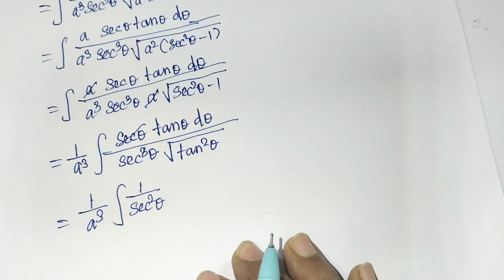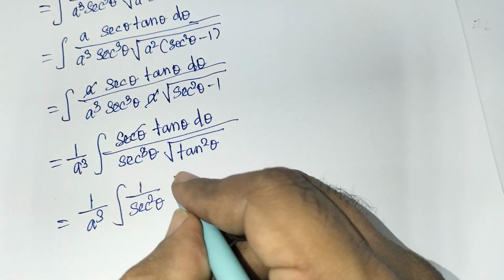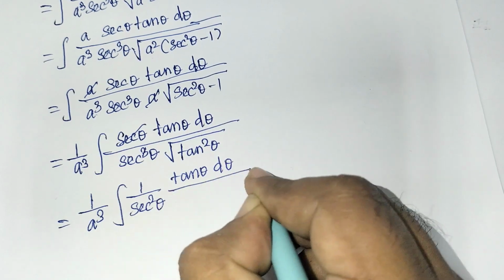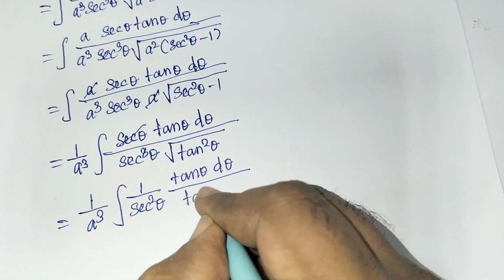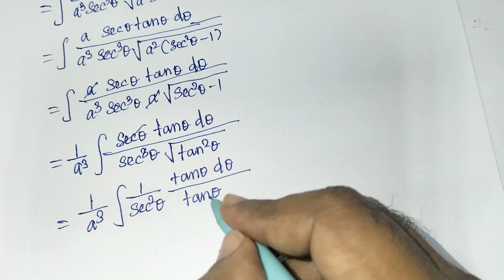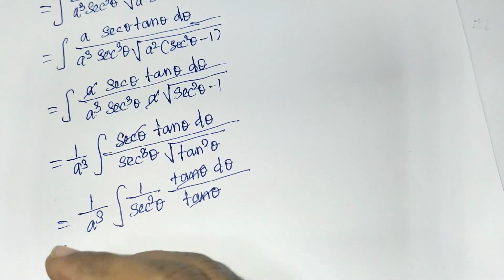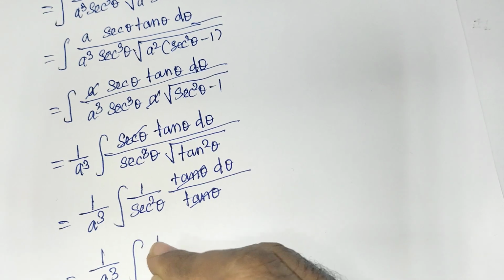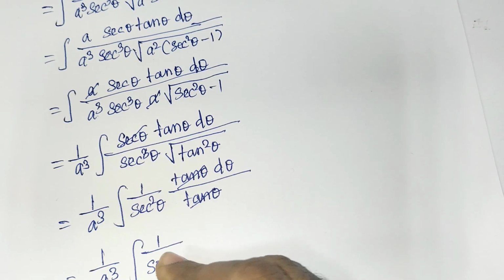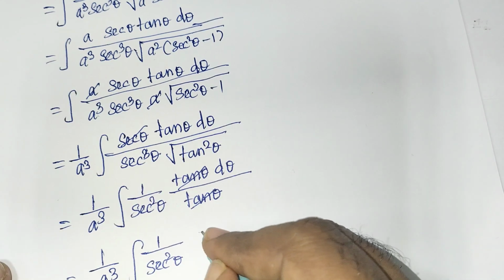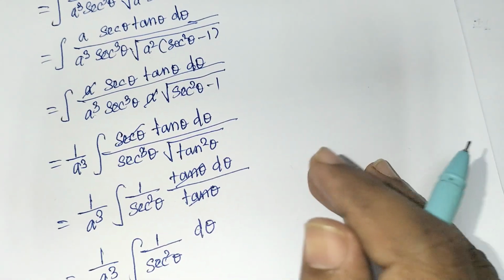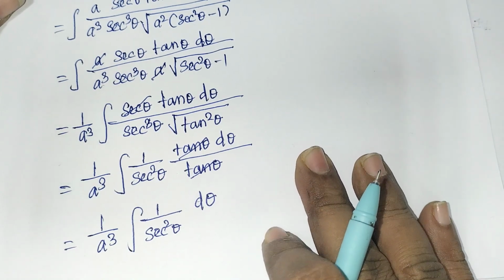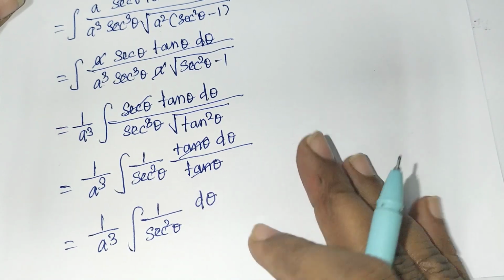Integral of 1 divided by secant square theta and tan theta d theta divided by square root of tan square theta, I will write tan theta. So both tan theta will cancel. I will get 1 divided by a cube, 1 divided by secant square theta d theta. So this 1 by secant square theta we can write as cos square theta.